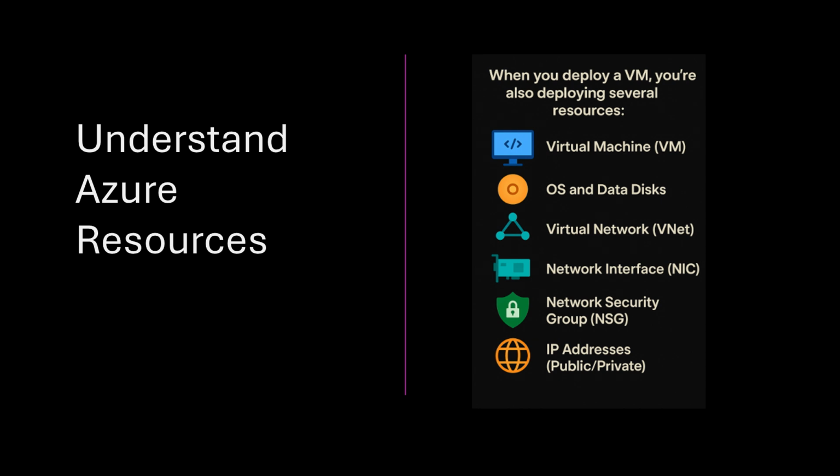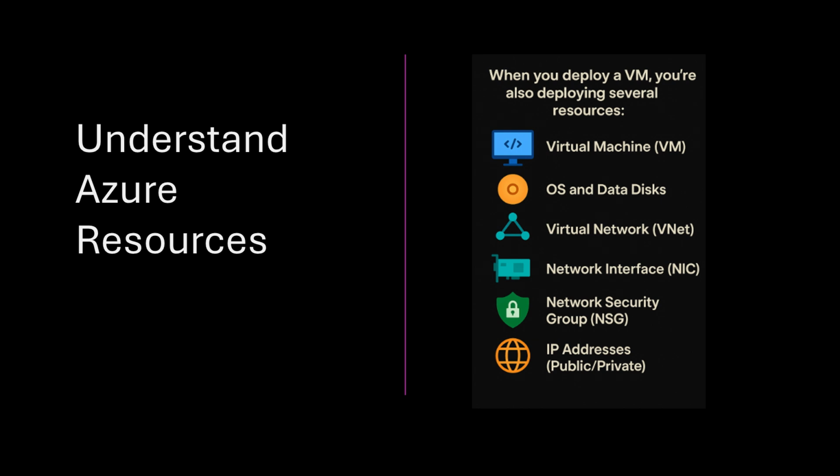Next, you'll need OS and data disks. The OS disk holds your operating system, while data disks store application files, logs, or databases. Keeping your OS and data on separate disks is a smart move for easier backups and disaster recovery. Then comes the virtual network. This gives your VM a private, secure network to communicate with other Azure resources. It's similar to how your physical servers communicate on premises, just virtualized.